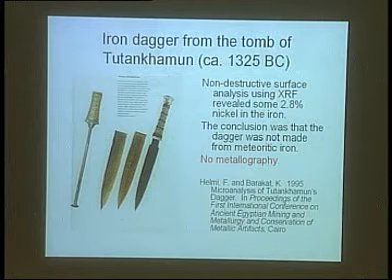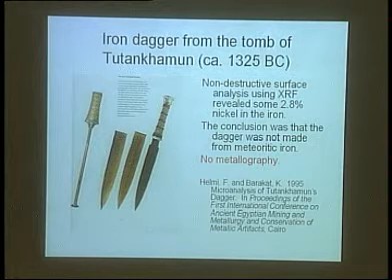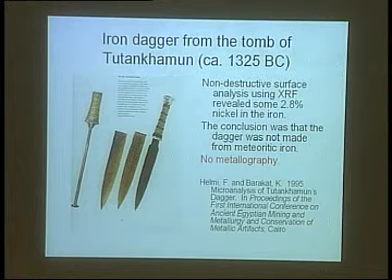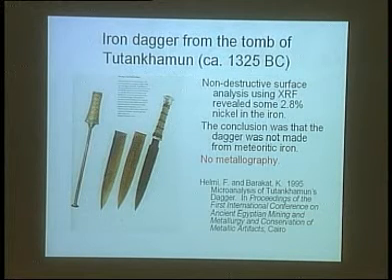Fatma Helmi and Kamal Barakat did surface analysis of the iron dagger, and they found there's just under 3% nickel. Their interpretation was that since the nickel concentration is so much lower than known meteorites, this dagger was not made from meteoritic iron. That's really interesting. And when you consider these other miniature iron tools, also from the tomb of Tutankhamun, those are very interesting, and I think those should well be checked as well.